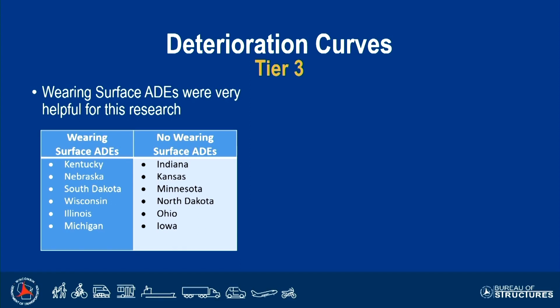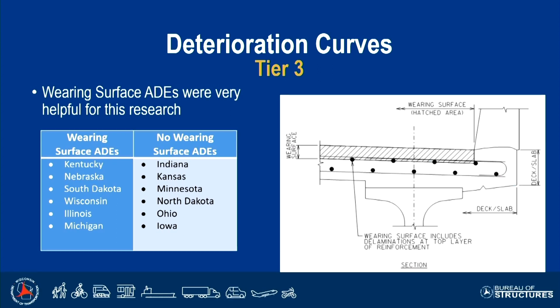So wearing surface ADEs throughout all of our conversations turned out to be a pretty big deal. It was really helpful when agencies had defined elements for their wearing surfaces. It unmuddied the waters of what is your true deck condition. When you're trying to overlap top and bottom defects for the same element, we don't know whether to do a concrete overlay or a redeck. So having an agency-defined element for the wearing surface was very helpful.